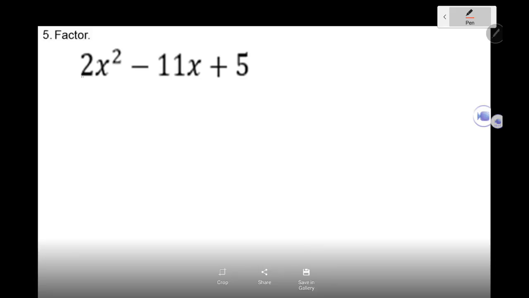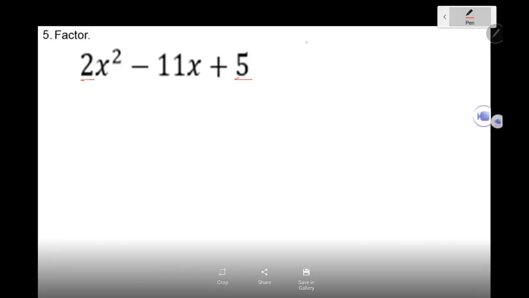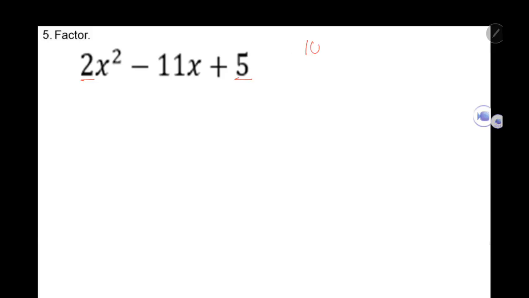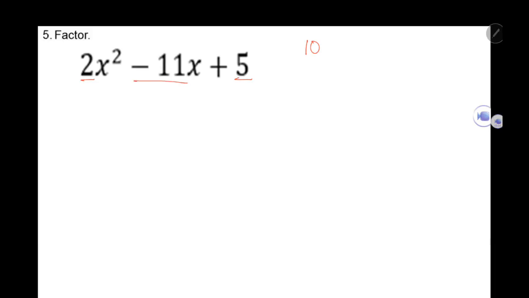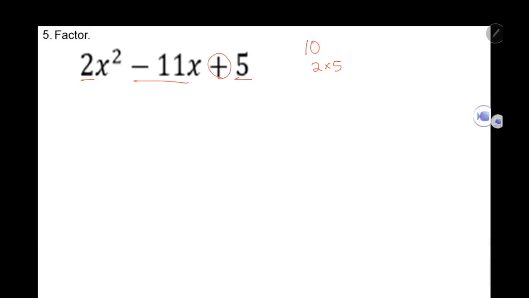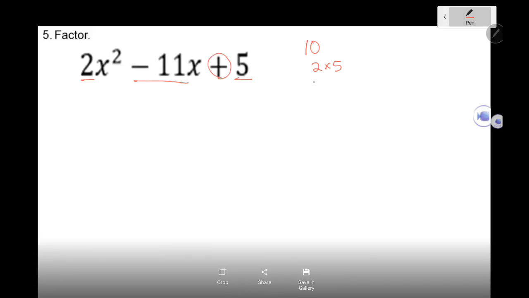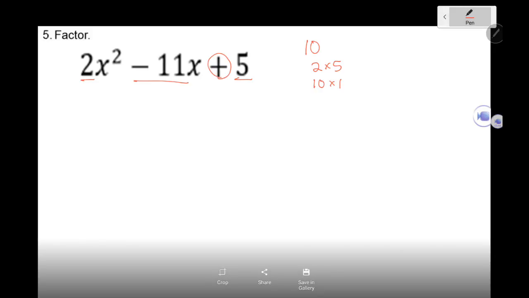So let's see. We're going to say 2 times 10 is, 2 times 5 is 10. And we're going to think of factors of 10 that go up to make 11, this middle number here. 2 times 5, that's not going to do it. That would be 7. It looks like they're both going to be negative because we have a positive here. So obviously, it's going to be 10 times 1. That's the only other choice. We don't have a whole lot of options here.